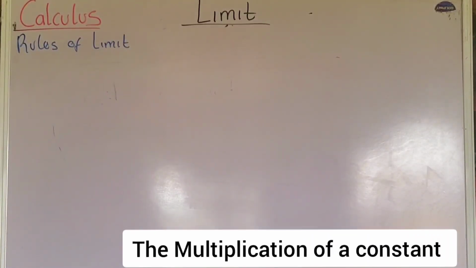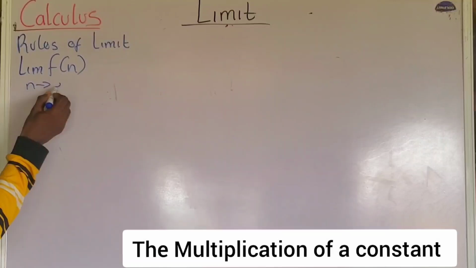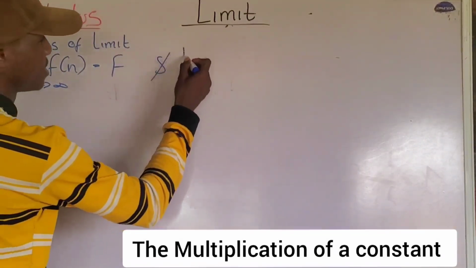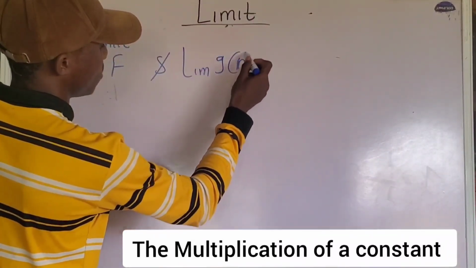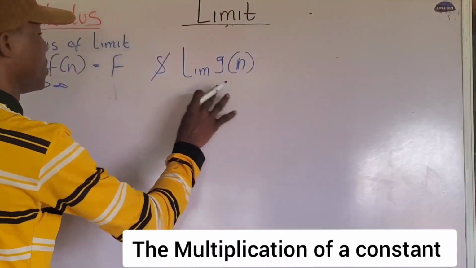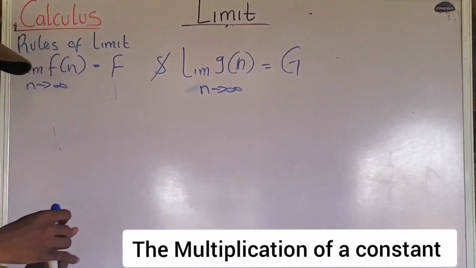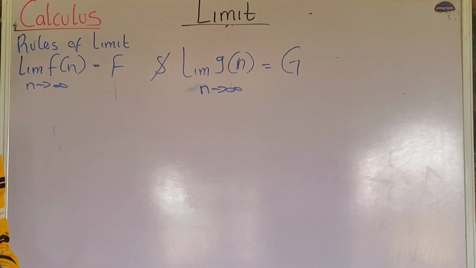Okay. Now, please pay attention. Let's say the limit of f of n as n tends to infinity is f, and the limit of g of n as n tends to infinity is g. Based on what we have here, f of n and g of n are functions.